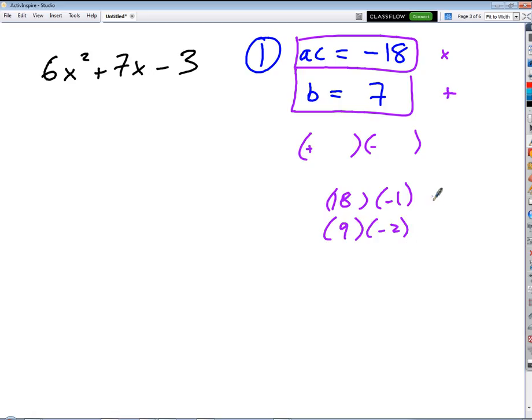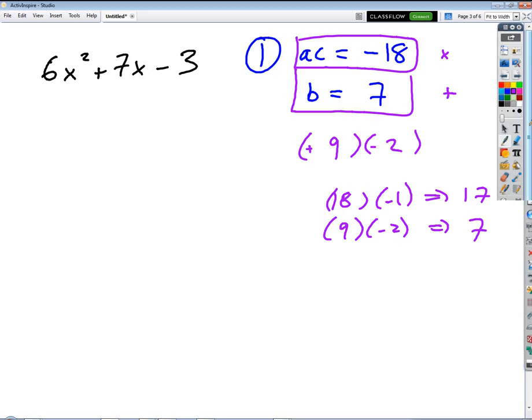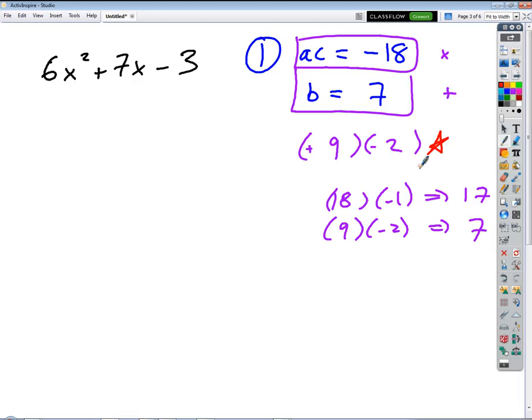Yes. What are these sums? That adds to 17. That's no good. Those add to 7. Bingo, right? That's it. So our numbers are positive 9 and negative 2, right? Okay, those are our magic numbers. So there's step 1. We got to figure out what are the magic numbers. There they are.